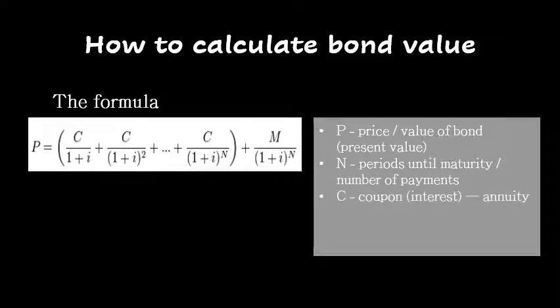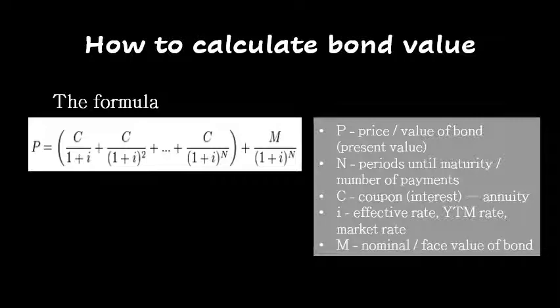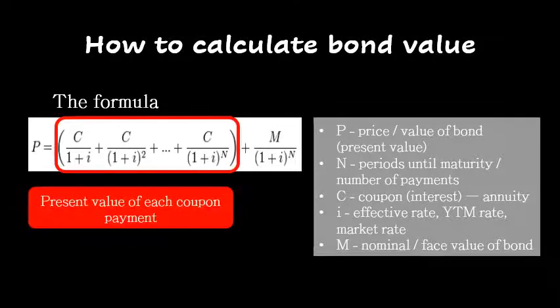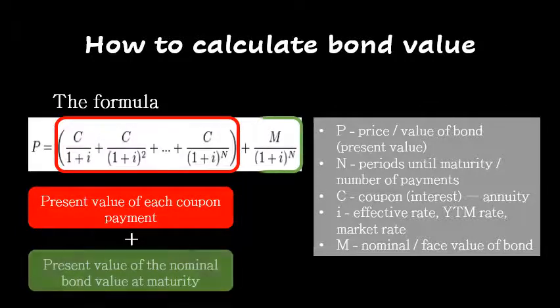C is the coupon rate, which will determine the annuity amount, simply by multiplying the coupon rate with the nominal amount. I is the effective interest rate, also known as yield to maturity rate or market rate. And finally, M is the nominal or face value of the bond. So the price of the bond is equivalent to the summation of the present value of coupon payments every period, or the annuity payment, plus the present value of the nominal bond value at maturity.